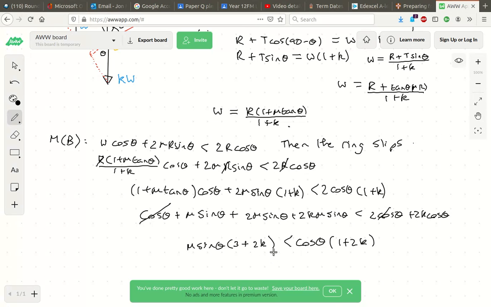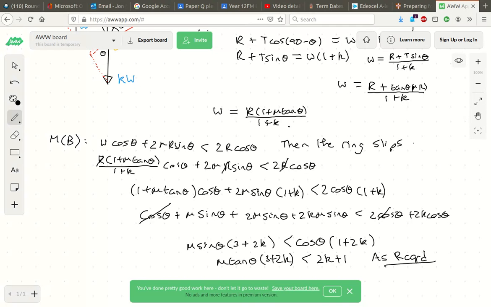And then I think I'm very close to the answer now. Let me just, I'm sorry, I'm constantly referring to the question, which I've got written down somewhere nearby. So that's 2k plus 3 mu tan theta. I've basically got the answer now, haven't I? I can safely divide by cos theta because it's strictly positive from 0 to 90. And so I get mu tan theta 3 plus 2k is less than 2k plus 1, which is essentially what they've got just written down the other way round. So that's as required. And you're done.